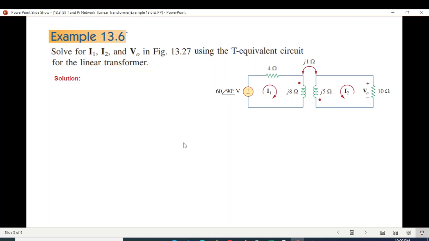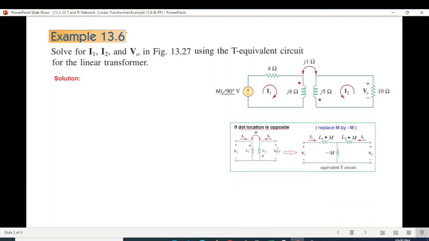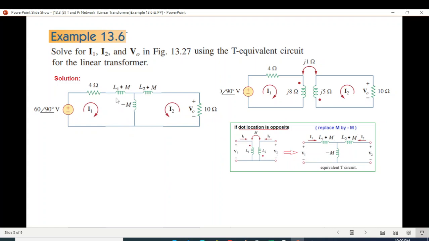Now, example 13.6, solve for I1, I2, and v-naught using T equivalent circuits. We have to replace this transformer with the T equivalent circuit. And since the dots are on the opposite side, therefore we'll use this circuit. So in place of a transformer, we inserted the T circuit.